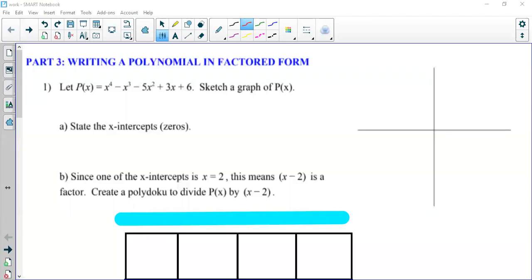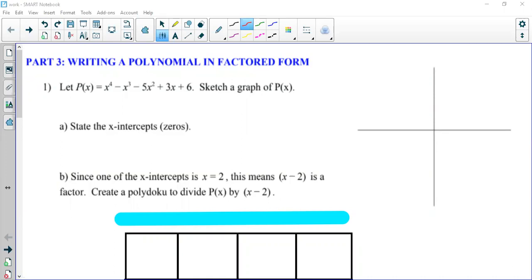All right, everyone, let's go over part number 3. I'm just going to do number 1 and walk you through all of those steps. So we're given this polynomial, x to the 4th minus x cubed minus 5x squared plus 3x plus 6. So to sketch a graph, I'm just going to plug that into Desmos or plug it into my graphing calculator so that I can get an idea of what that looks like.